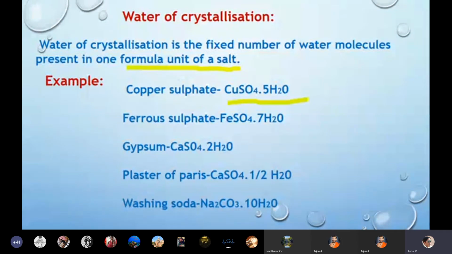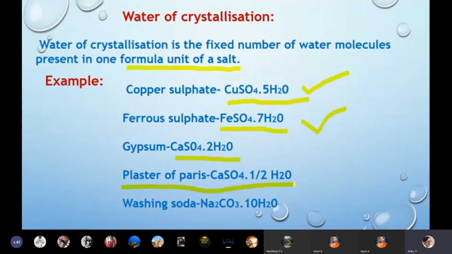So copper sulfate consists of 5 water molecules. Then ferrous sulfate, FeSO4, consists of 7 water molecules. Then gypsum, it is a salt, nothing but a cement. CaSO4 consists of 2 water molecules. And you can see the plaster of Paris consists of half a water molecule.